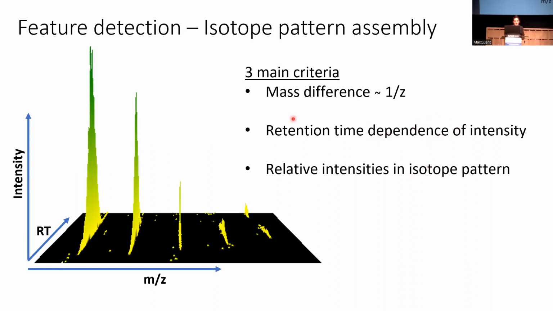Then another of the criteria is that the retention time depends on the intensity. What we mean by that is that if all of these features correspond to one peptide, they should have the same elution profile on the retention time. So in very basic terms, they should have the same shape of elution.